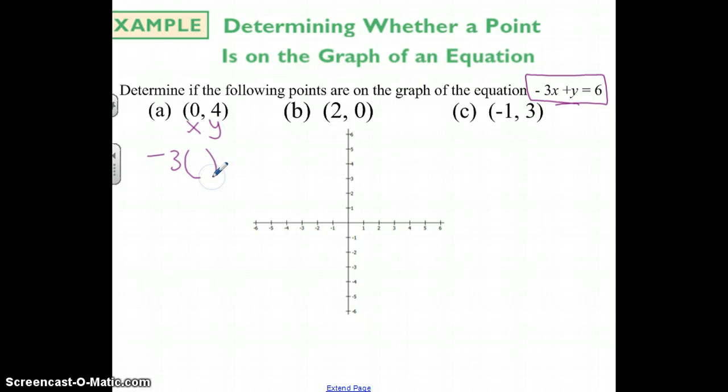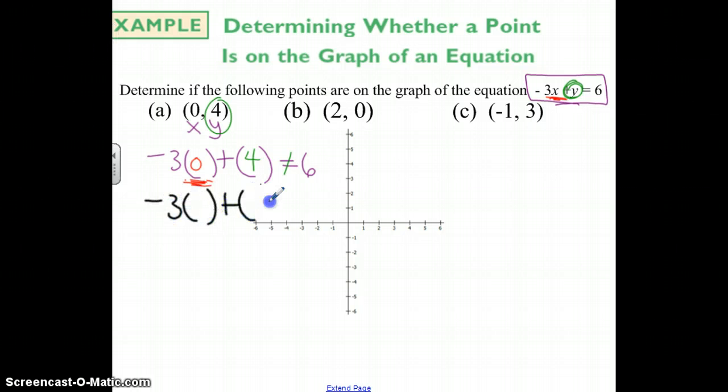So -3 times the x value plus the y value should equal 6, and we're going to plug that in. So for the x value, we're going to let x in this first scenario be 0. For the y value, we're going to let the y value be 4, and we're going to check to see if that's true, and that's not true. The next statement says the same thing, -3 times its x value plus its y value. We're going to check to see, does that equal 6? And I don't think that it does.